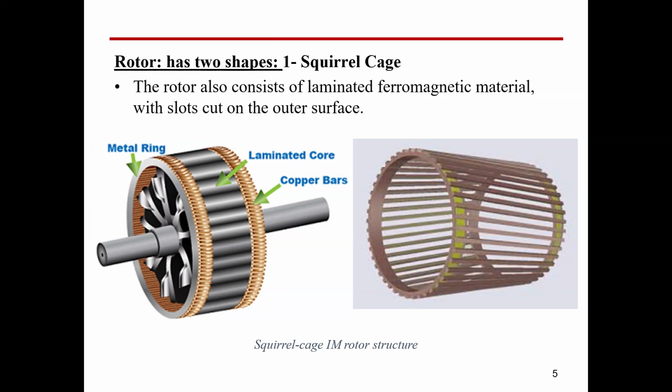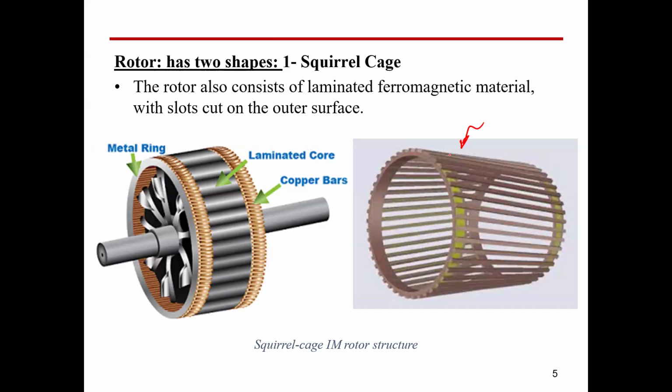So here is the laminated ferromagnetic material, and this is our core. This is the core that carries the machine winding. So what about the machine winding here? The machine winding here, guys, is going to be bars, not windings or coils as we used to have in other motors. So this is called the cage.